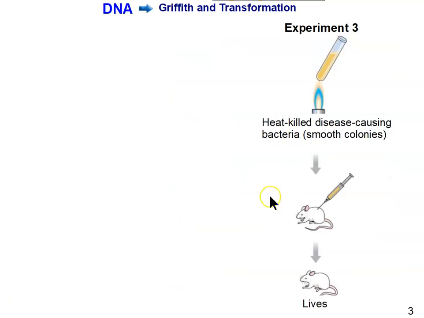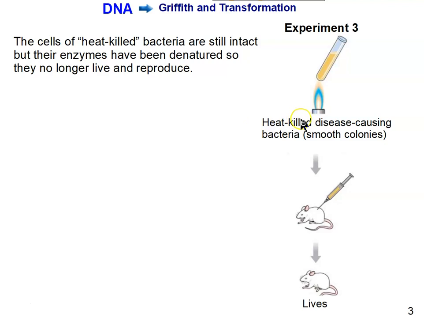In his third experiment, he took the normally disease-causing smooth bacteria and heat-killed them. Heat-killing simply means that they're heated to the point where the enzymes inside them are denatured. They're no longer able to function, basically, and reproduce. And that's really what makes you sick. When you have pneumonia, what's happening is that the bacteria are reproducing in your lungs, and they're just having a party in your lungs and feeding off your lung tissue and so forth. So heat killing prevents them from reproducing, and therefore prevents them from making you sick.